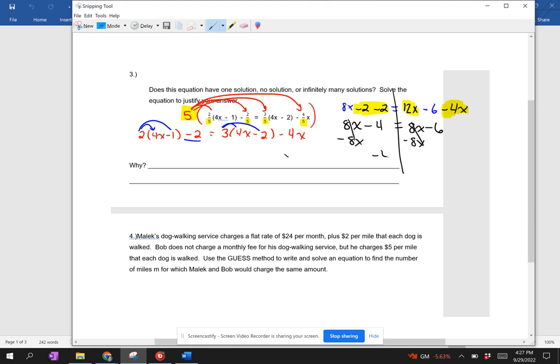Now, since the x's wipe out, we want to see if this is a true or false statement. Negative 4 does not equal negative 6, so that will be no solution. And the reason why, negative 4 can never equal negative 6.